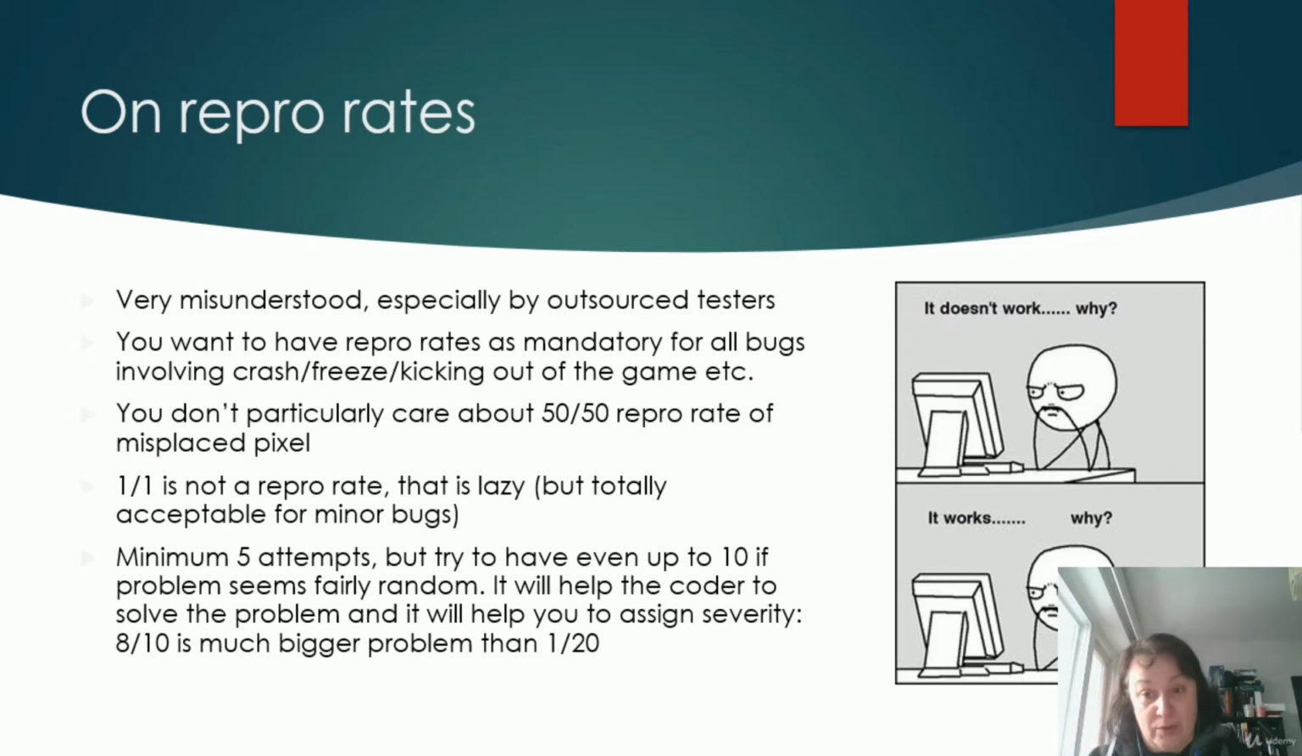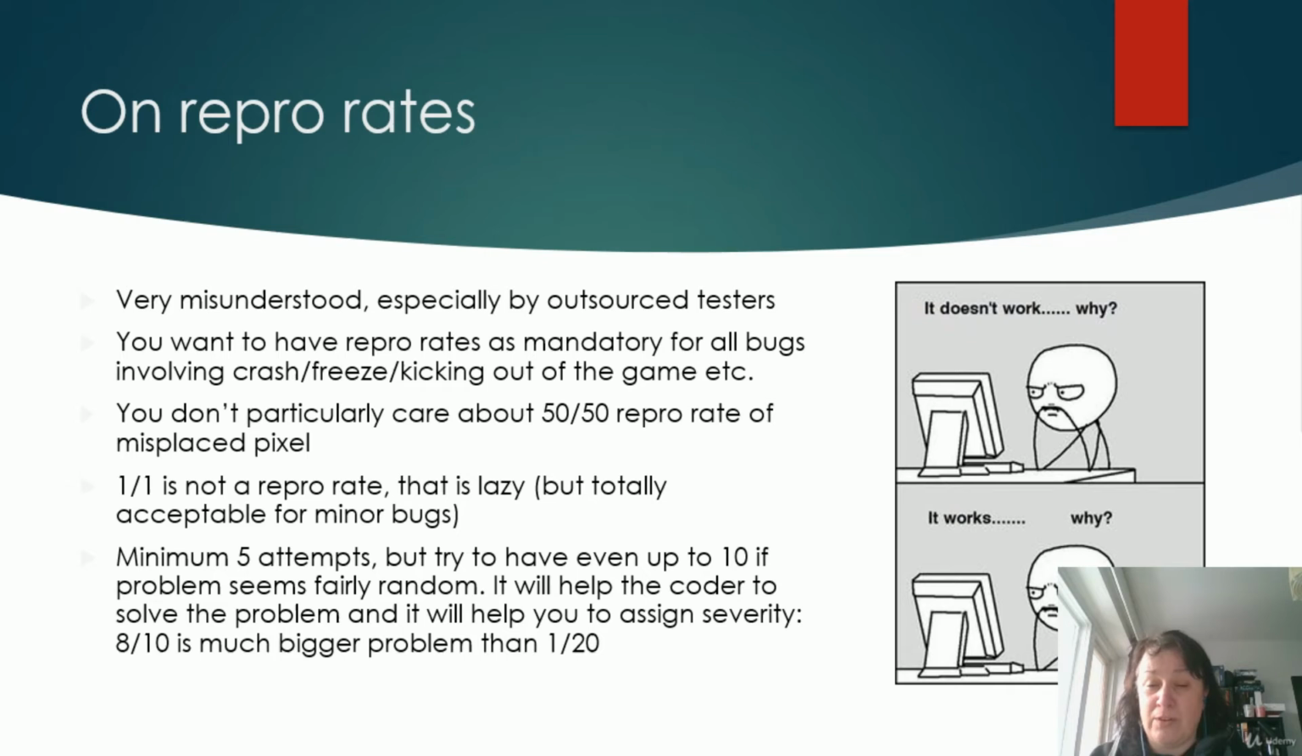As a rule of thumb, what I like to use and what gives the best information is a minimum of 5 attempts. But if it seems fairly random when you're testing, it can go up to 10. It will help the coder to solve the problem, but also helps the producer to assign a priority and helps you to understand the severity of this problem. An 8 out of 10 reproduction rate bug is a much bigger problem than one which has 1 out of 20. So if you have a freeze which happens 8 times out of 10, it's a much bigger problem than that same freeze happening once out of 20.